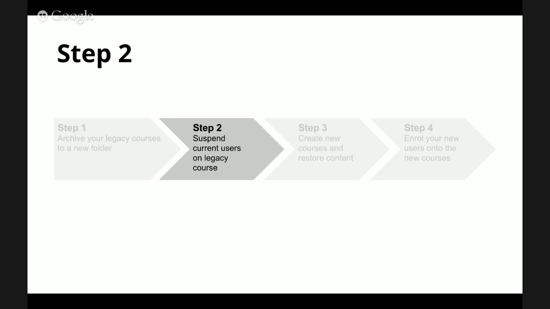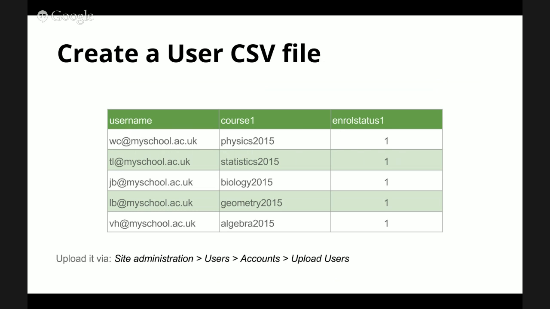So now we'll move on to step 2, which is suspending the current users on our legacy or archived courses. For this, we're going to create a user CSV file, and we're going to upload this CSV file to site administration, users, accounts, upload users. I only need 3 fields on the CSV file to do this.